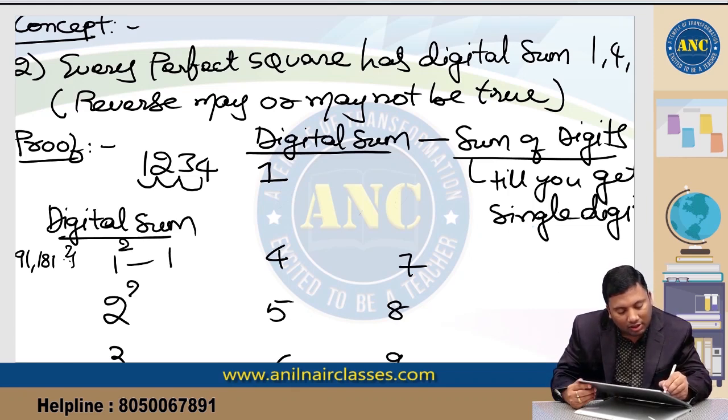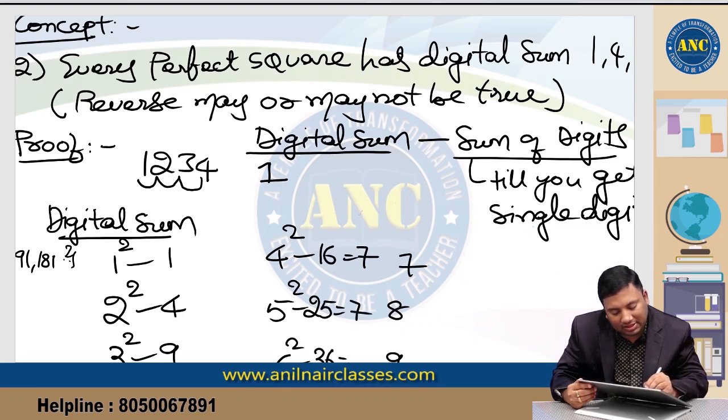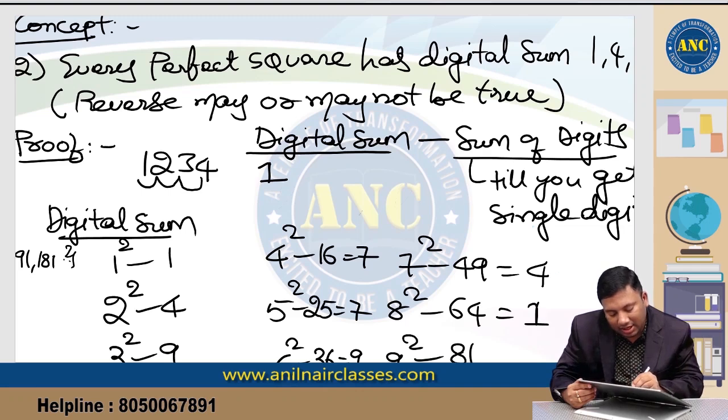1 square 1, 2 square 4, 3 square 9, 4 square 16, and the digital sum of 16 is 7. 5 square 25, 2 plus 5 is 7. 6 square 36, 3 plus 6 is 9. 7 square 49, 4 plus 9 is 13, which gives 4. 8 square 64, which is nothing but 1. 9 square 81, 8 plus 1 is nothing but 9.